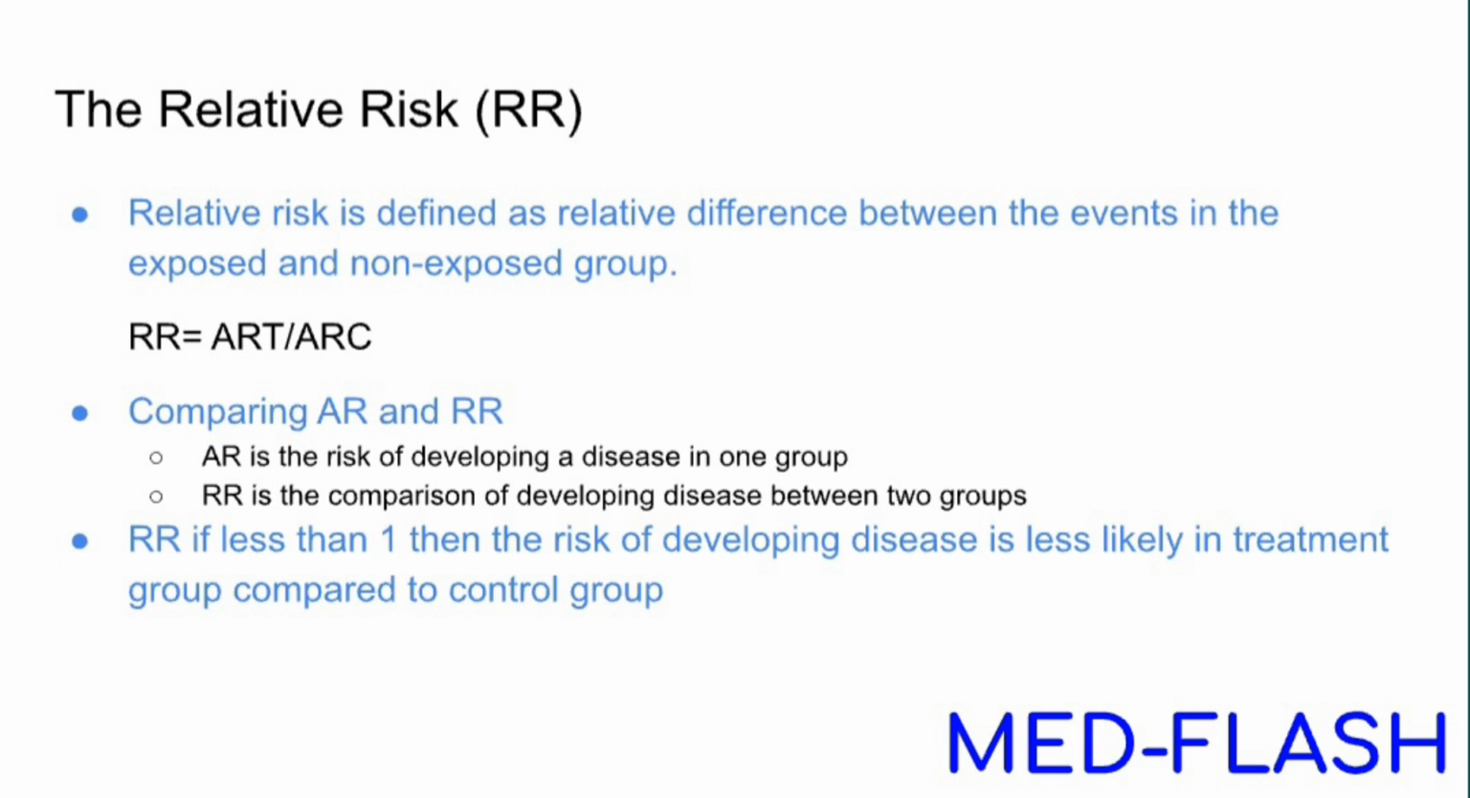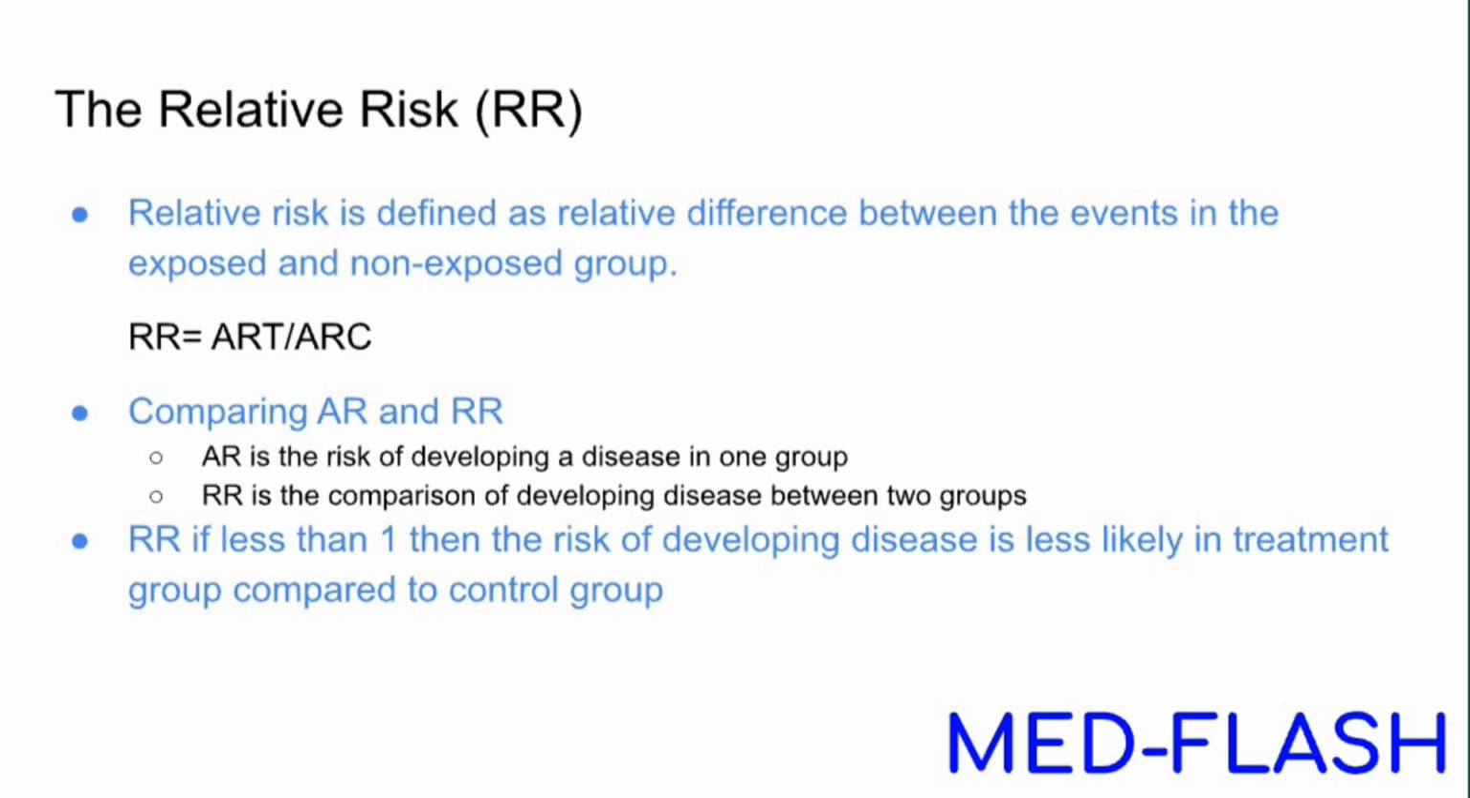All right. So let us see what relative risk is. Relative risk is defined as the relative difference between the events in the exposed and non-exposed groups. So basically, relative risk is the relative difference of developing a risk factor between the control and treatment groups. In other words, relative risk is defined as ART upon ARC. This is the formula that you need to learn by heart, which is ART divided by ARC.